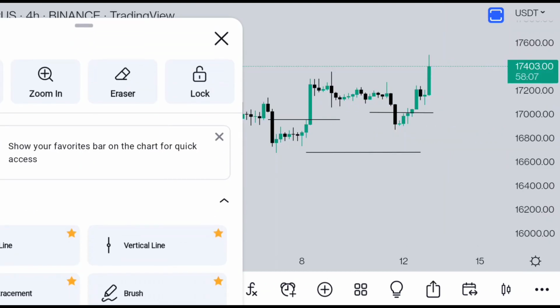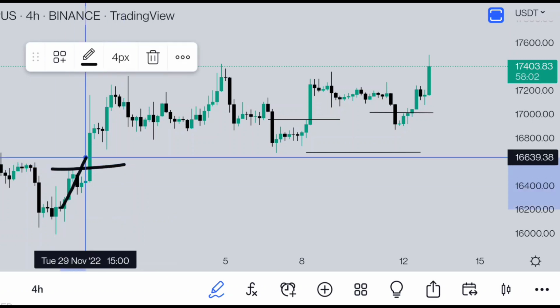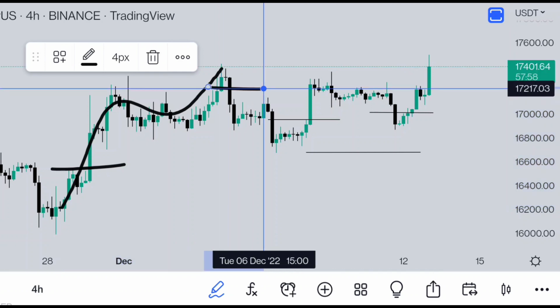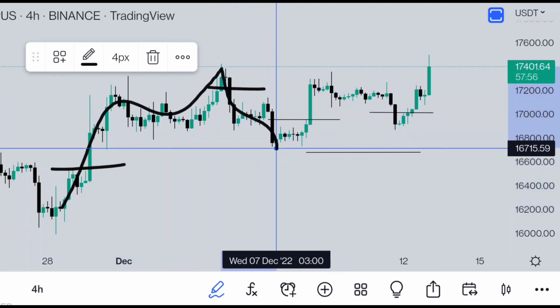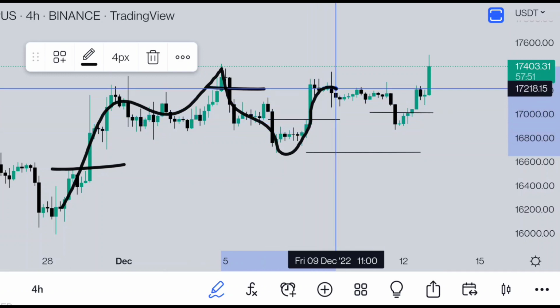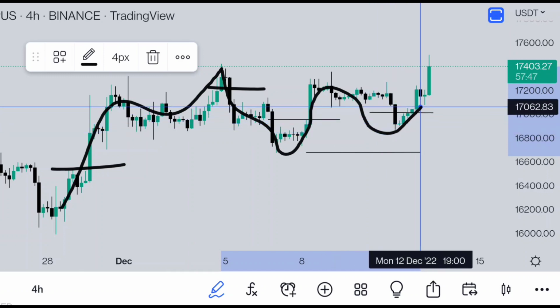Okay, so let me just quickly summarize it for you. See, the market structure got broken here and it pumped to the upside. Then we waited for the market structure break to the downside. It went back to the fair value gap. Then the market structure broke to the upside, and we entered below the 0.5 fib level here. Now we are going up.